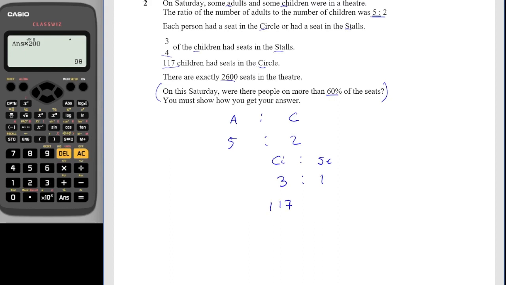Okay, so I'm going to do it this way. I'm going to work out the total number of children first of all. To do that, I'm going to do 117 divided by 3 and then times that by 4. That will give you the total number of children. So 117 divided by 3 times by 4 gives us 156 children.